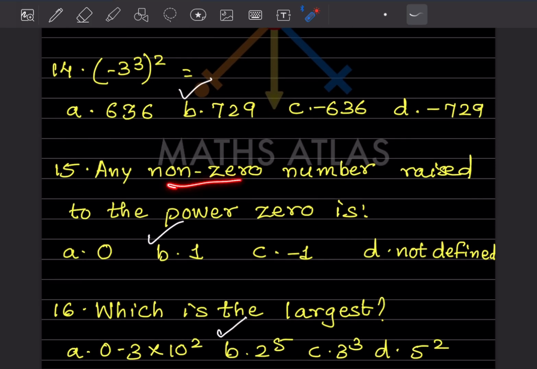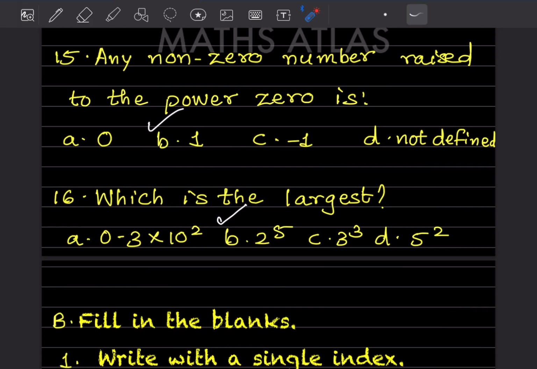Any non-zero number raised to the power 0 is 1. Suppose we are writing here 2 raised to 0. Always a number to the power 0 is going to be 1. Even if you write 100 raised to 0, that also is going to be 1. Now here, which is the largest? When you multiply this and see, you can try for this one. So this is the largest number. 2, if you are multiplying 5 times, that will be the largest number.